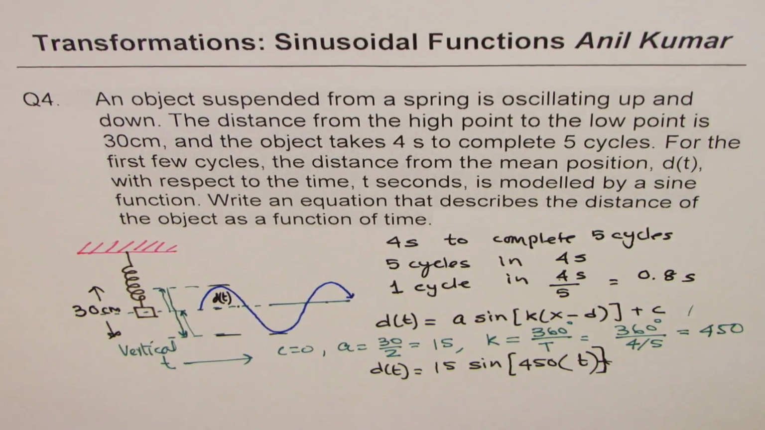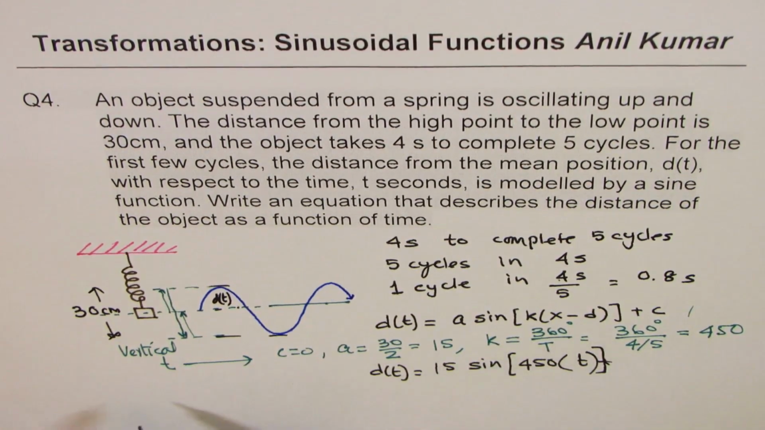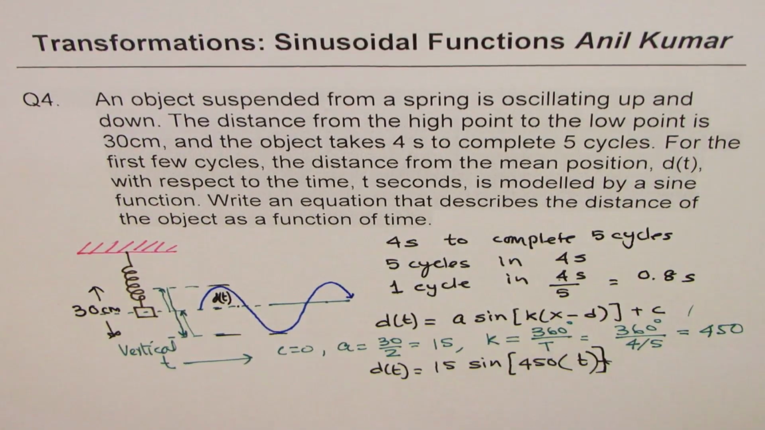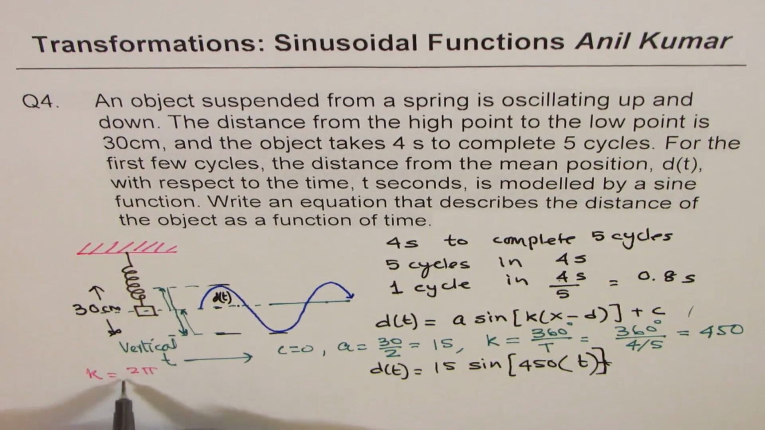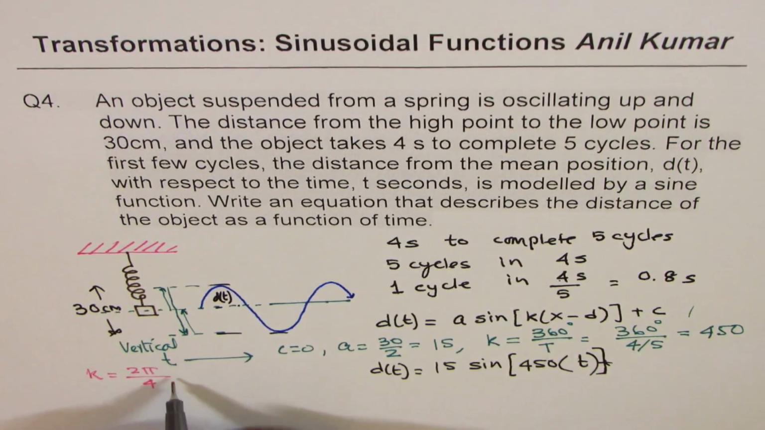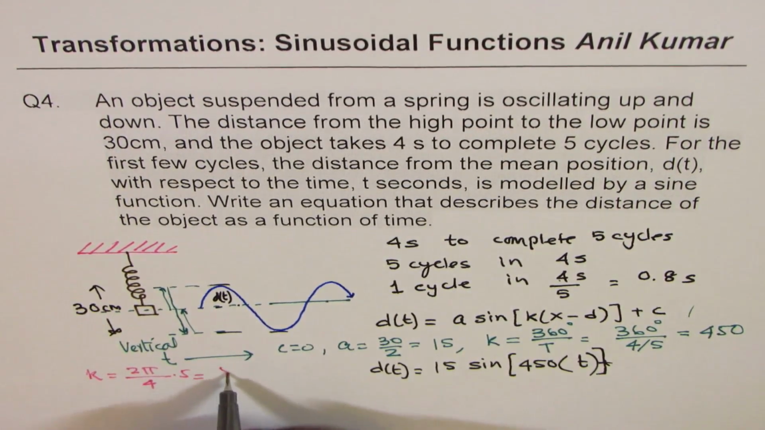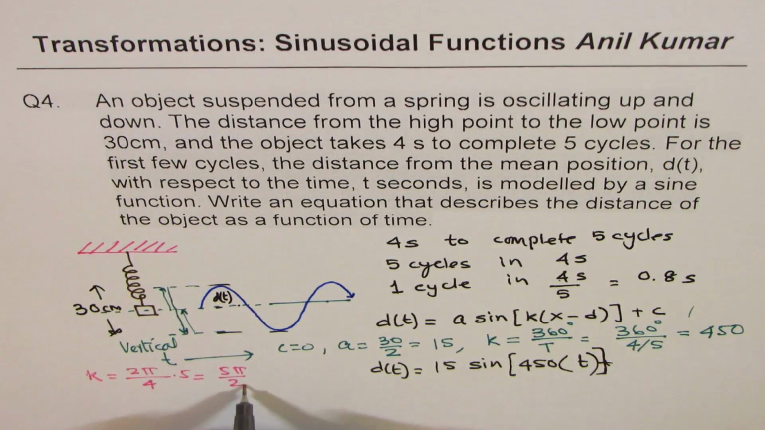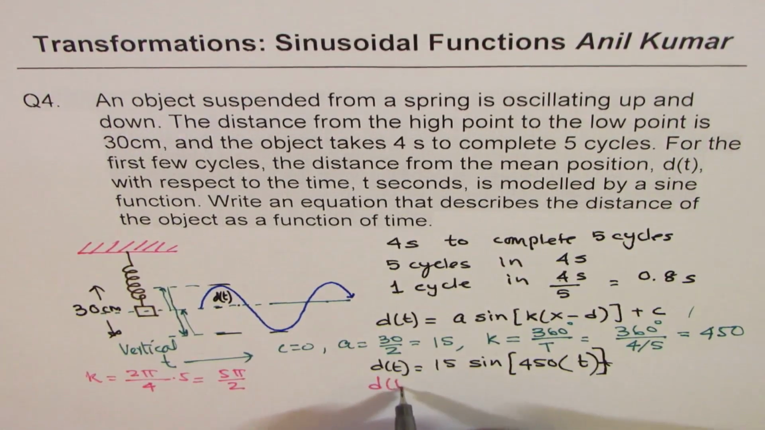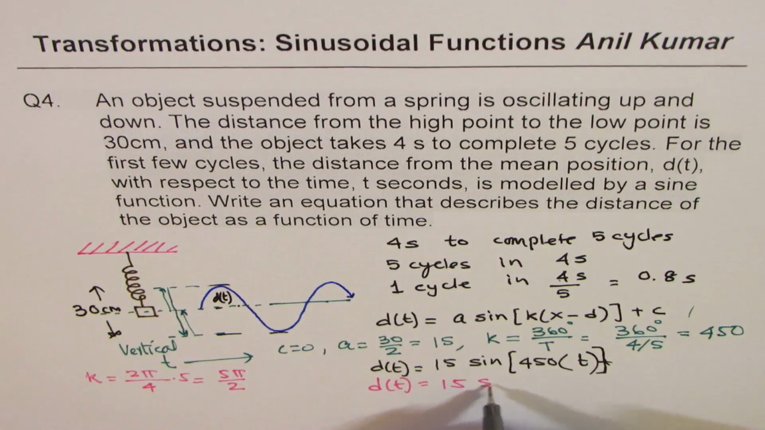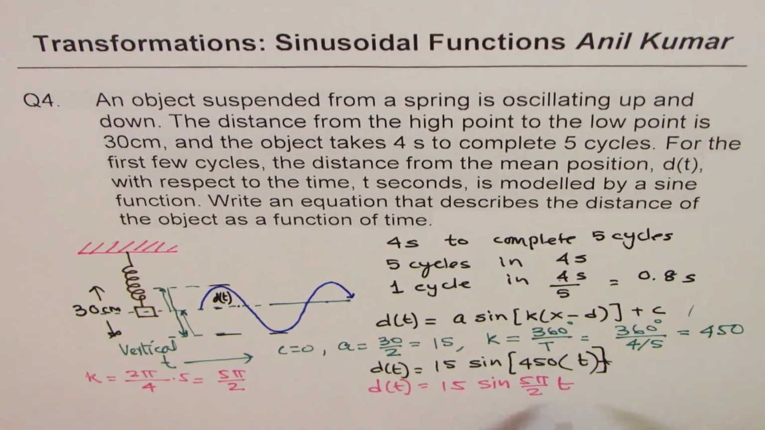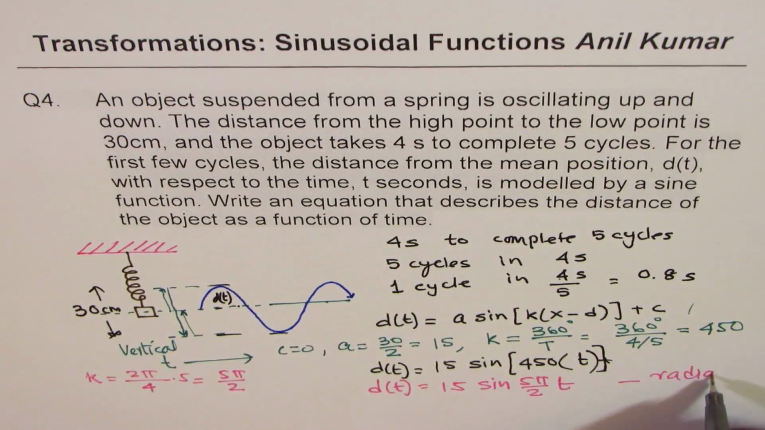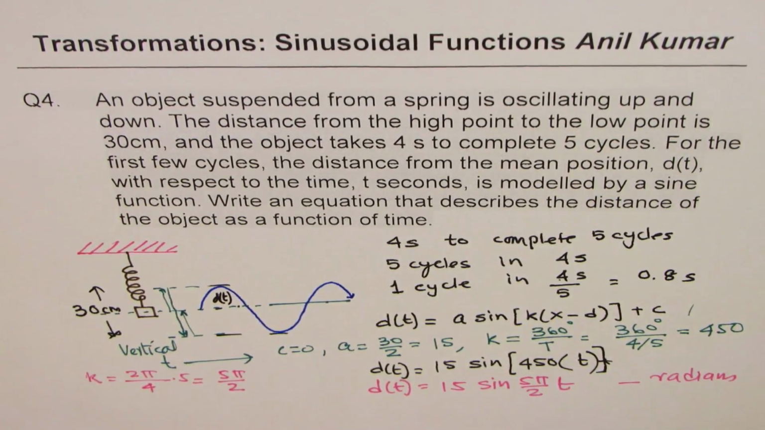If you want to write in radians, in that case, let me calculate the k value for radians. So k will be 2 pi divided by 4 over 5, right? That is 5 pi by 2, right? So in that case, we could write this distance as 15 sine of 5 pi by 2 t. Is it okay? So that becomes the equation in radians, and the earlier one is in degrees.